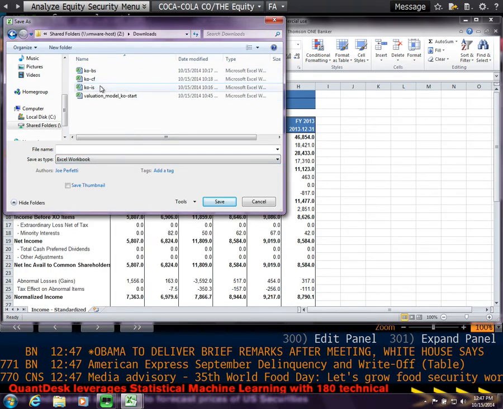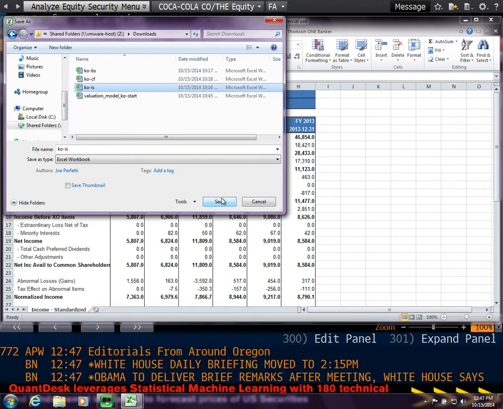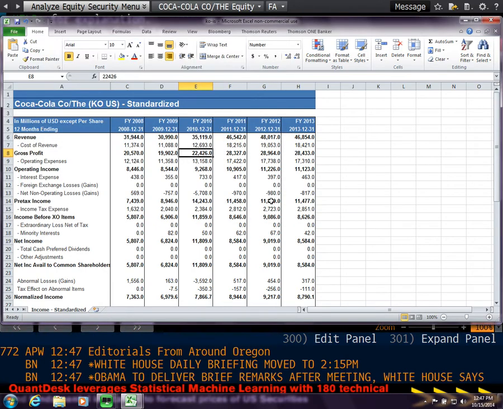And I'm calling it KO for the ticker symbol, IS for income statement. Okay, I'm going to be putting these into Canvas so you'll see the data file dumps. All right, so there's the income statement, and I'd already done this in the previous class, but nonetheless you can see that that is the file that I just downloaded. All right, so save that, yes.